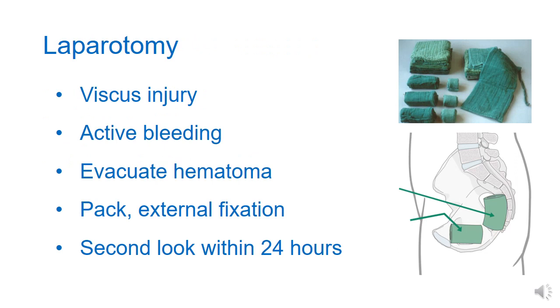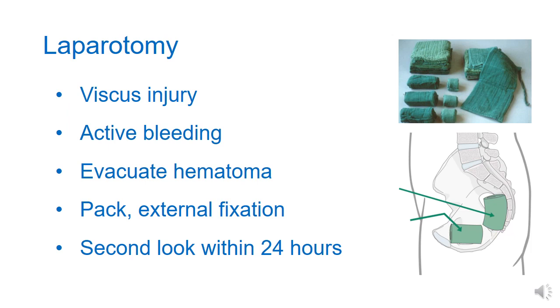Laparotomy is mostly indicated if we're suspecting visceral organ injury like ruptured bladder, or if the bleeding is active from the vagina or the urethra. We will evacuate the hematoma and will not search for the bleeding source, but we will pack the pelvis with these packs. We'll count the packs, and we will go for external fixation of the pelvis.